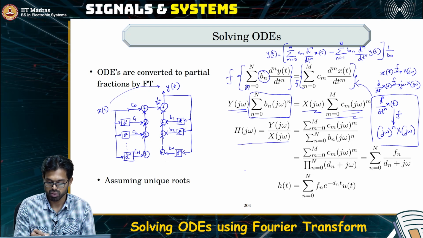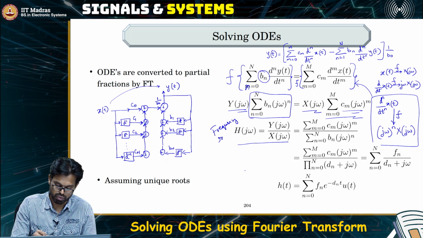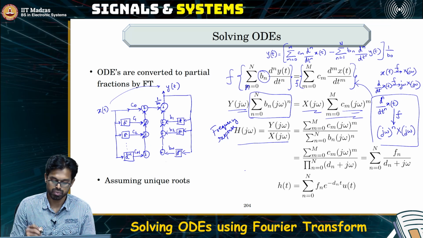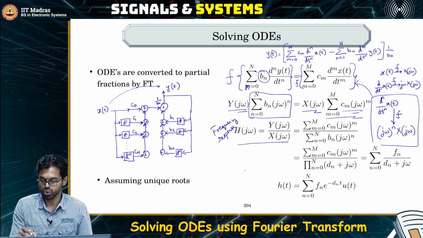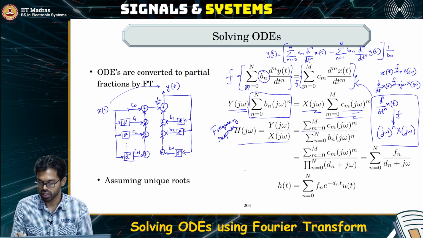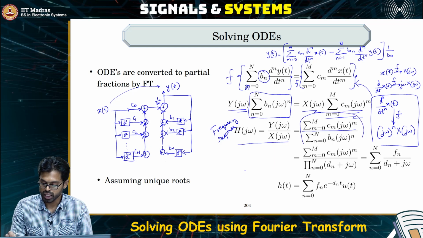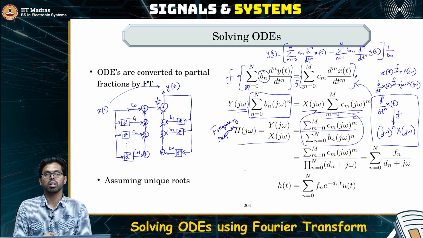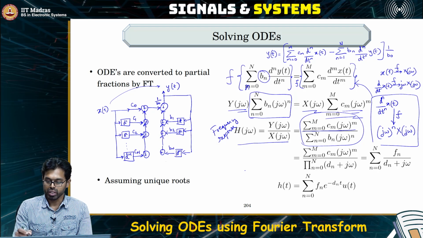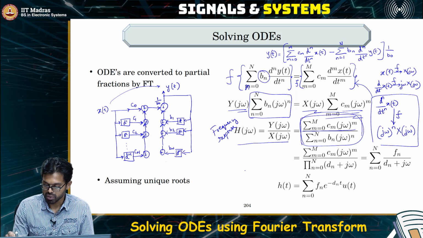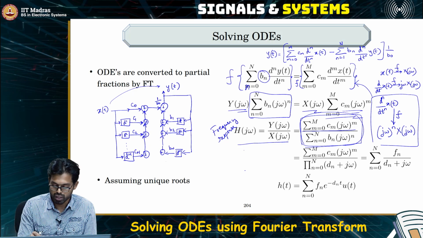So you compute the frequency response. This is nothing but the frequency response, and it now simply becomes the ratio of these two polynomials. Now if you can somehow find the inverse Fourier transform of this, then you're done. Then you can find out the impulse response, or you can just look at this frequency response, and from this frequency response you can plot.